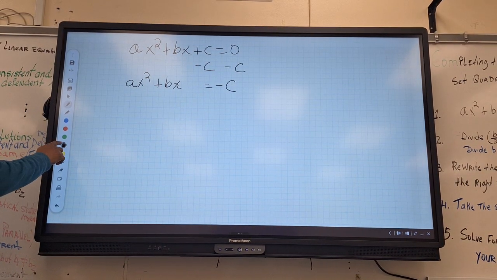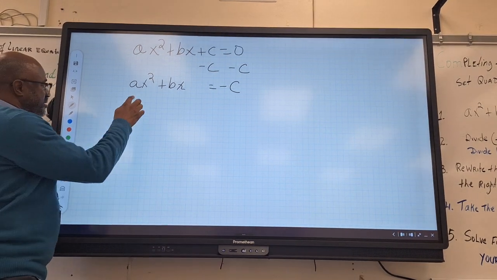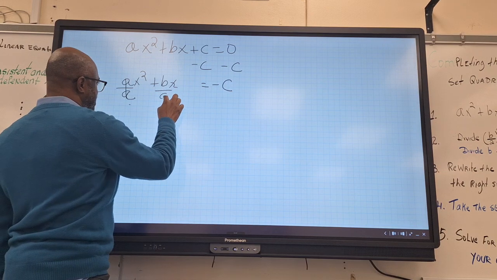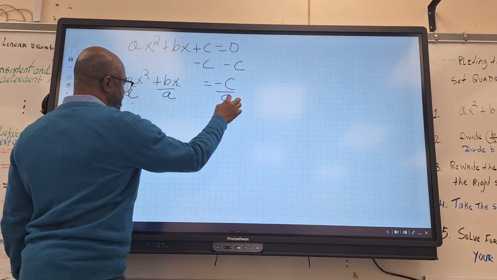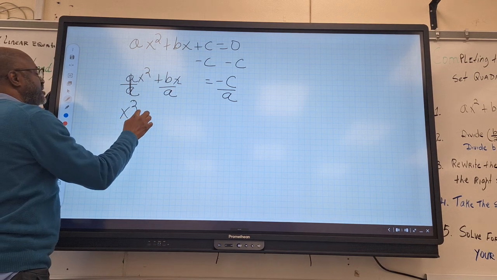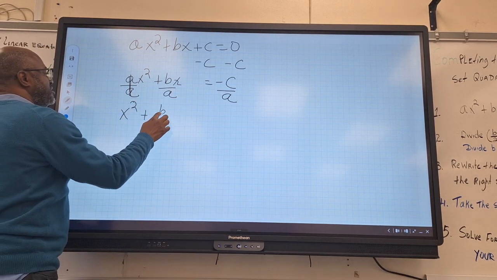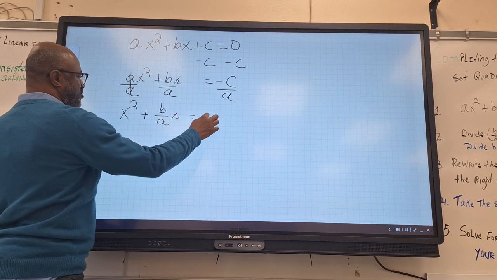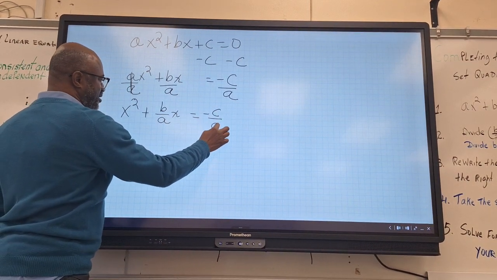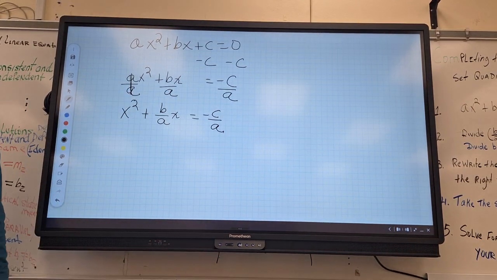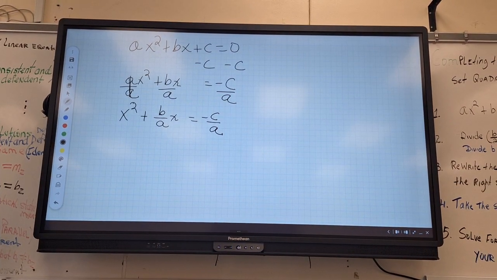And we need to get rid of A now. What will you do to get rid of A? You divide this by A, divide this by A, and divide this by A. That's how you get the x's. A cancels, now you have x squared plus B over A x is equal to negative C over A. Then you can start applying the completing the square method.